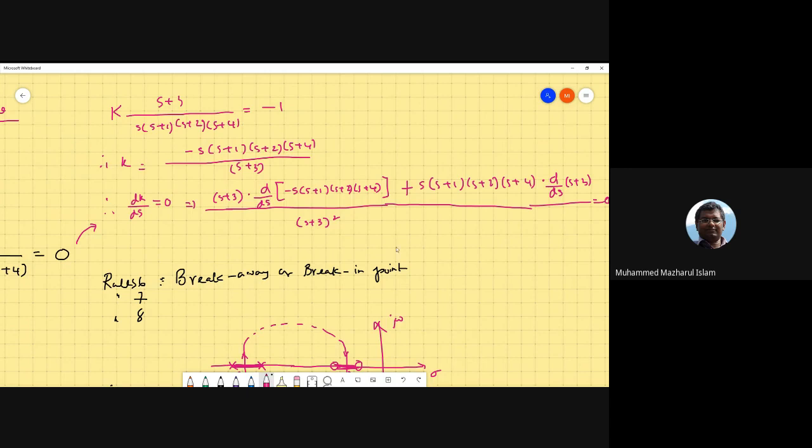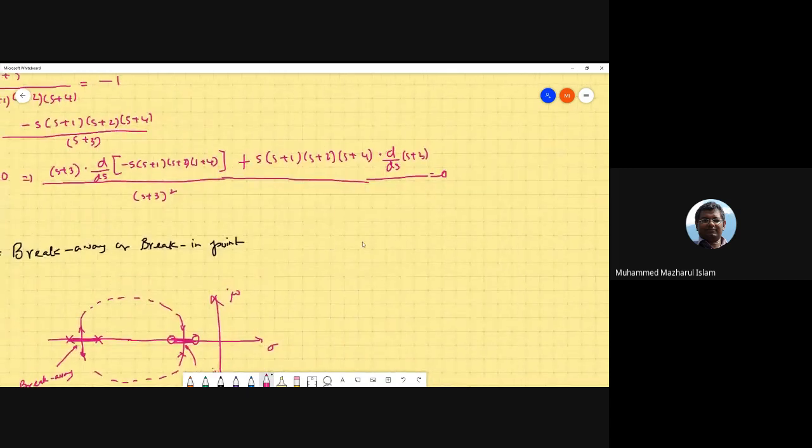Now, as you can understand that you can multiply both the sides by s plus 3 whole square, so the s plus 3 whole square at the bottom vanishes. ঠিক আছে? So I'm just going to erase this part because I'm out of space. ঠিক আছে? So multiplying both the sides by s plus 3 whole square, we get this equals to 0.